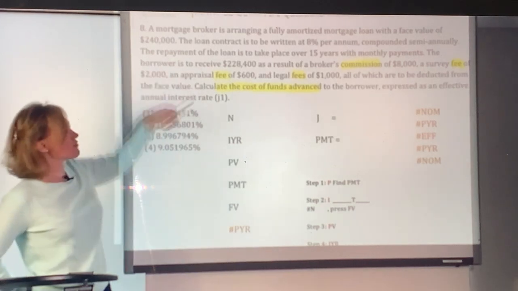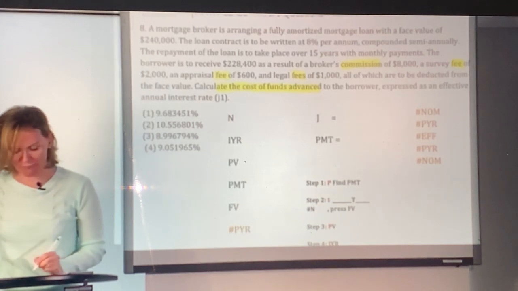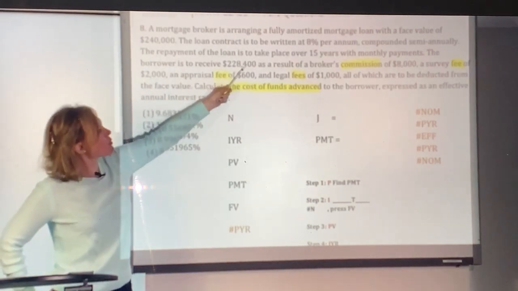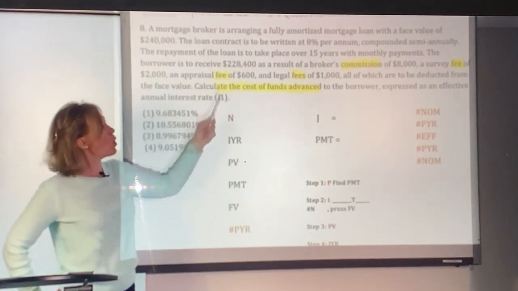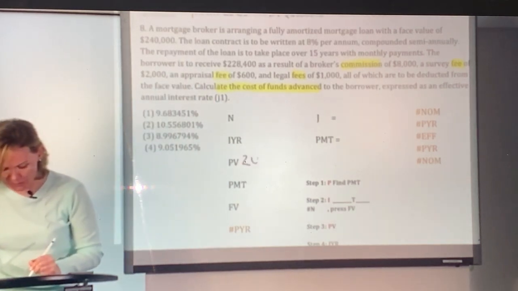And then if they give you a lot of extra information, ignore it and spread it through the steps. So let's pull up and see what we have in here. We have a face value of 240,000, and then we have 228,004. Which one is the present value? Okay, always the face value. Face value is always your PV. So you're gonna put 240,000 in there as a PV.